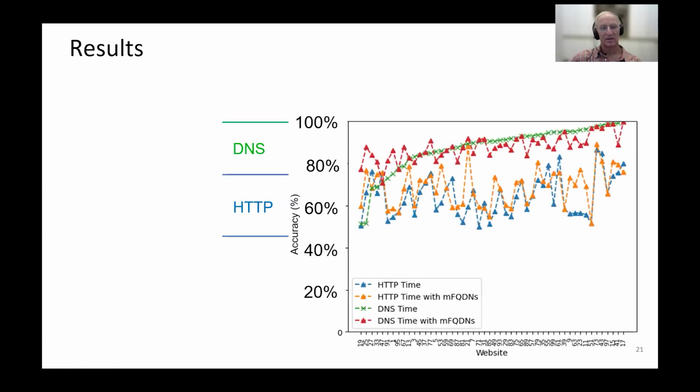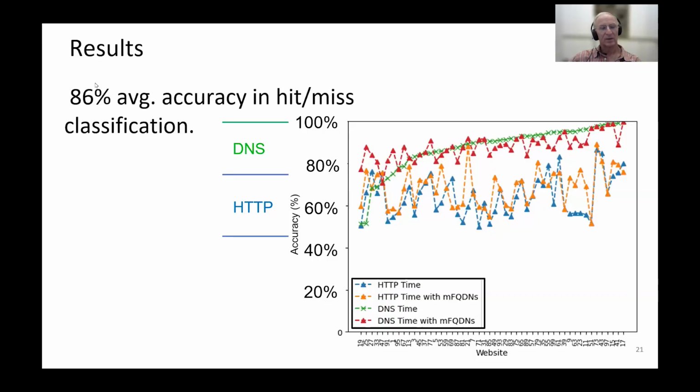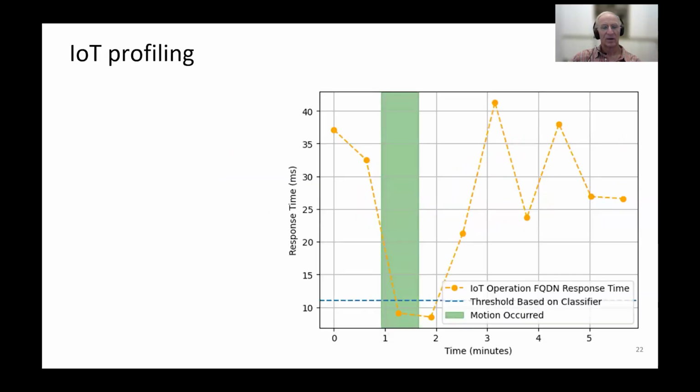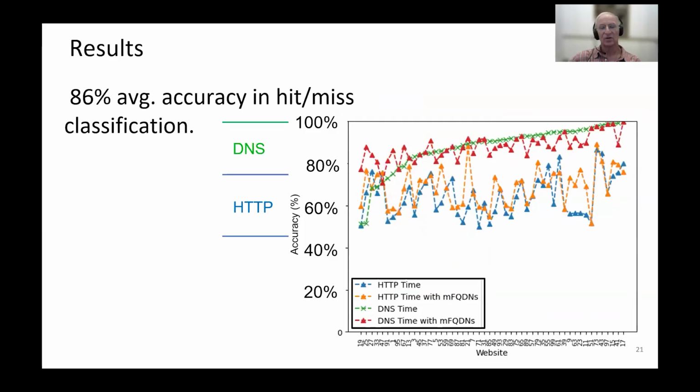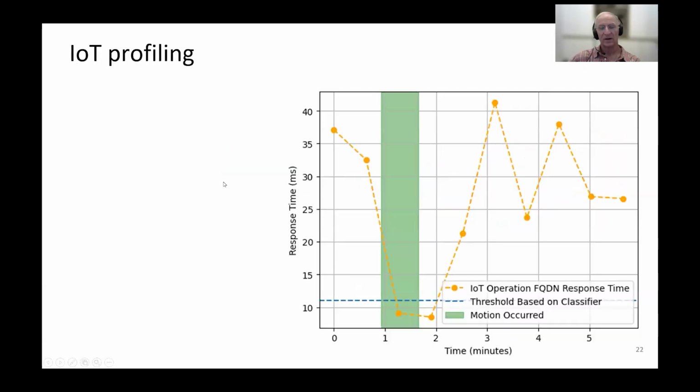Let's see the results. With the direct DNS, we get 86% accuracy in our measurements, enabling us to tell whether a user is visiting a certain website or there is activity in his IoT devices. With the HTTP, we get about 60% average accuracy, also not so bad.